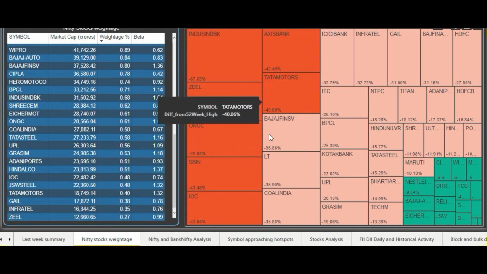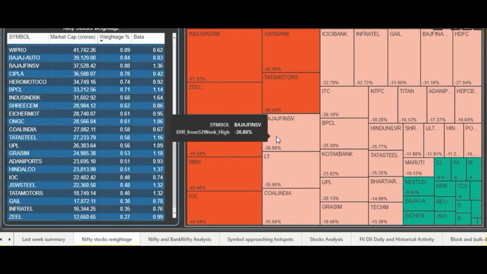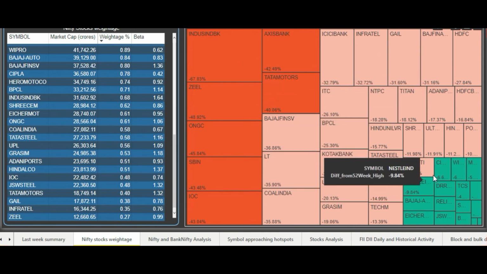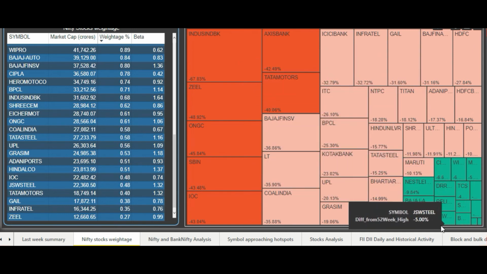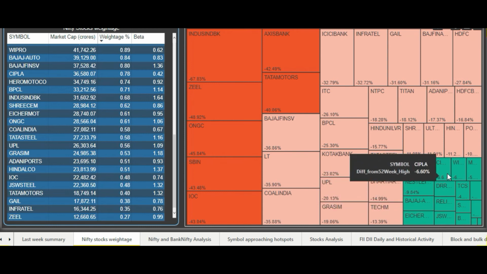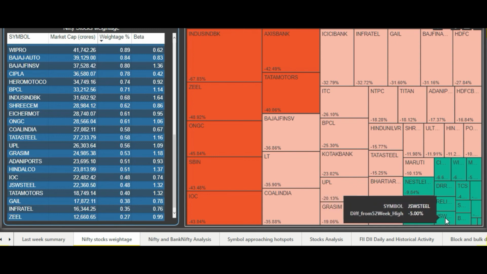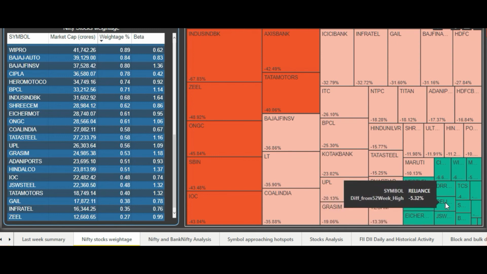Okay, so these are the stocks. Then come the stocks which are between 10 and 40%. You can see all these stocks. And then come the stocks which are less than 10% from their 52-week highs. These are stocks like Reliance and Eicher Motors. Reliance recently made a 52-week high, so it is near the 52-week high.